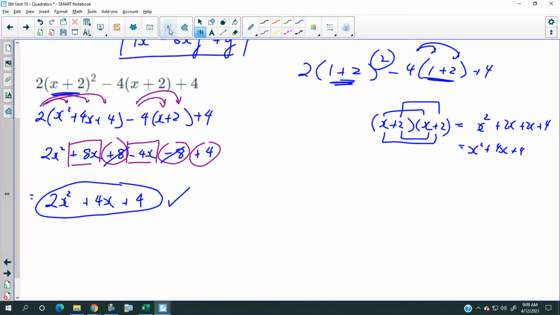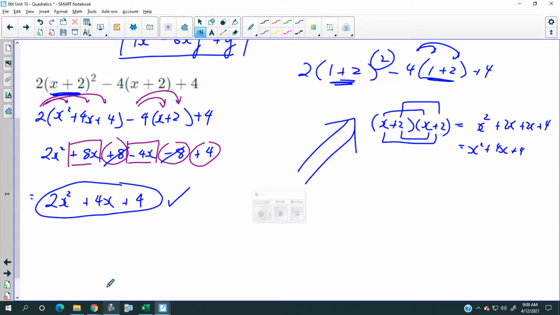So what am I trying to say here? Don't let the fact that we're doing FOIL now throw you off when you see this. It never changed. This is still order of operations. Nothing changed. So that's what I would encourage you with.